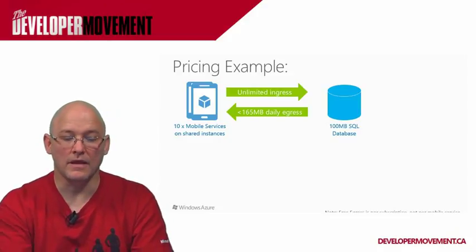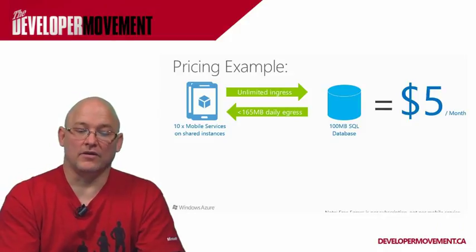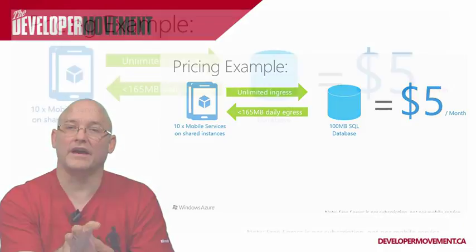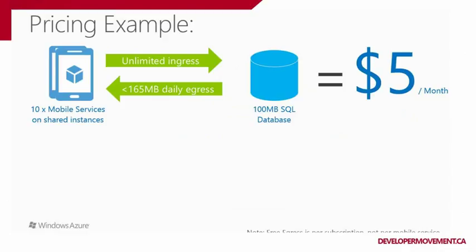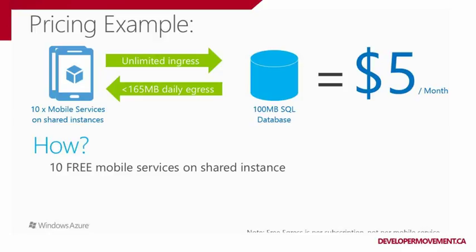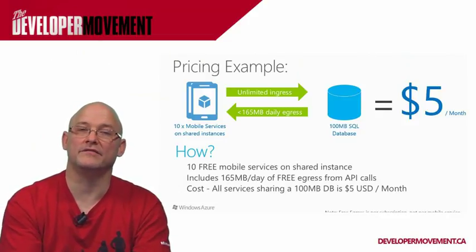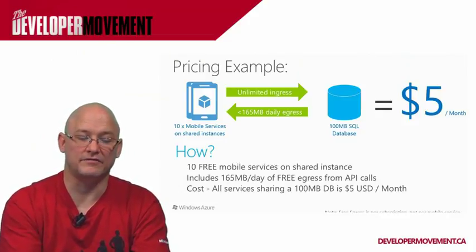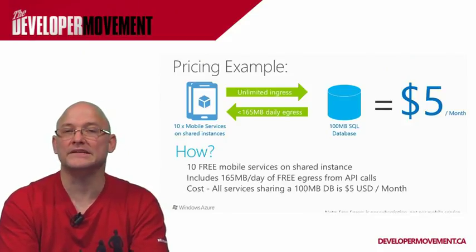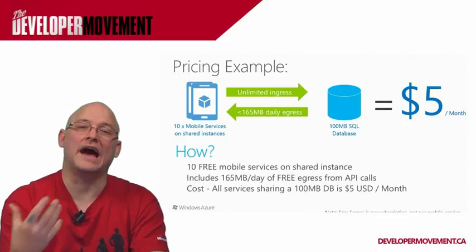Okay, so if you were paying for all of that right now, the cost is $5 a month. So the 10 free mobile services includes the 165 megs of free egress from API calls, and all the services sharing the 100 meg DB is $5 a month on your database. So that is your 10 free mobile services, and your cost of your database is roughly $5 a month. Okay, and that would be after the 90-day trial.